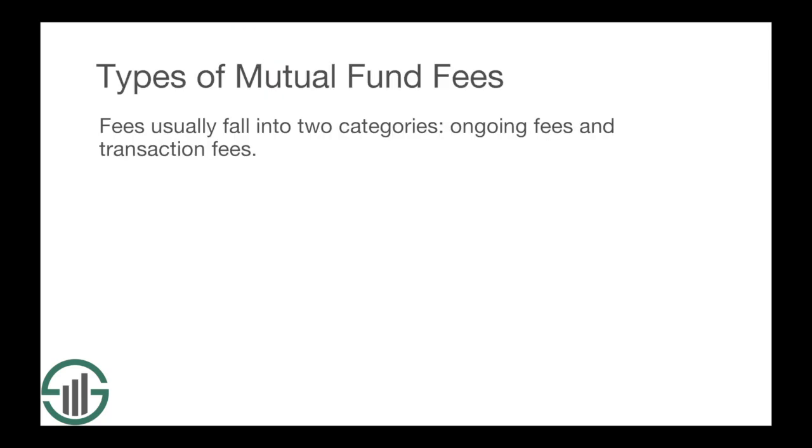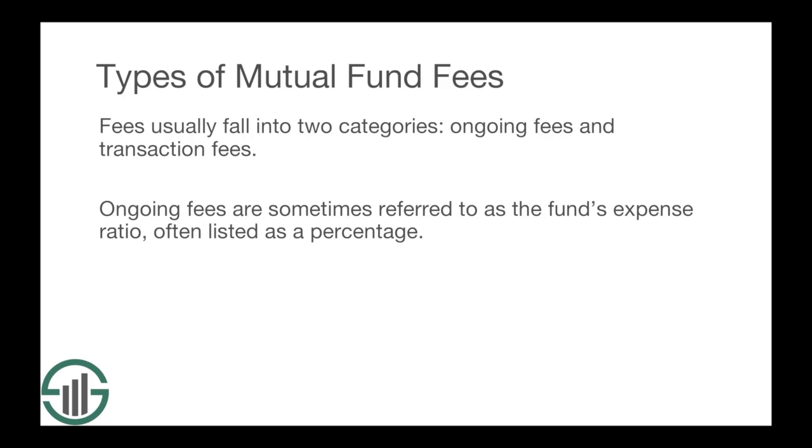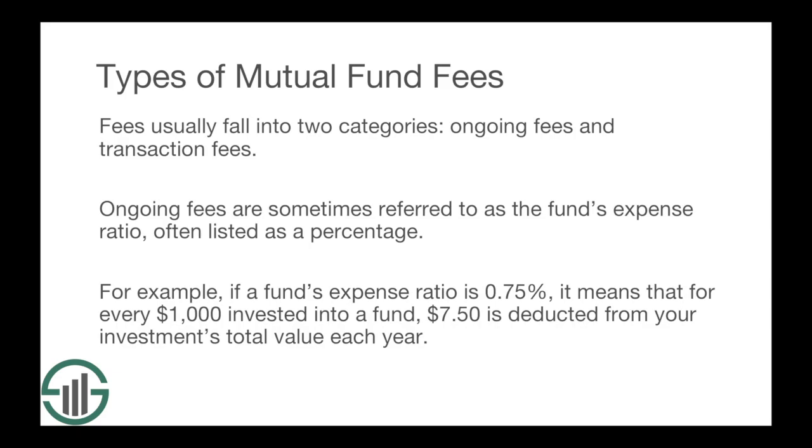Mutual fund fees usually fall into two categories: ongoing fees and transaction fees. Ongoing fees are sometimes referred to as the fund's expense ratio, often listed as a percentage. For example, if a fund's expense ratio is 0.75%, it means that for every $1,000 invested into the fund, $7.50 is deducted from your investment's total value each year.